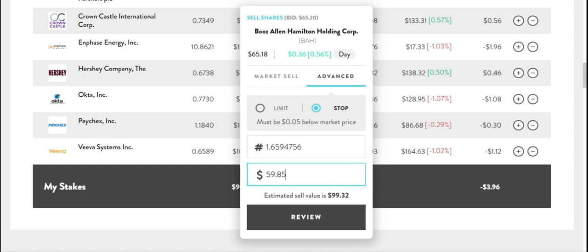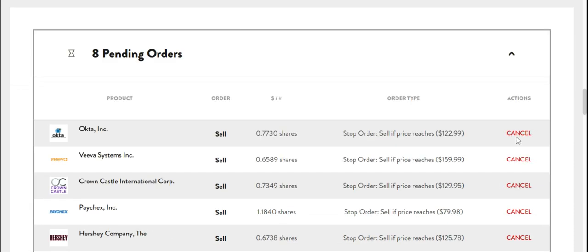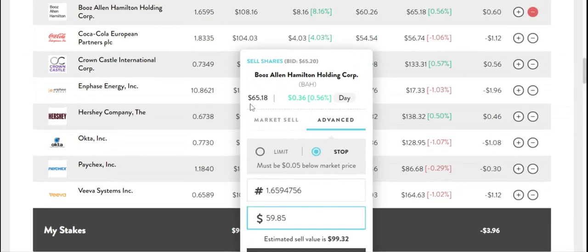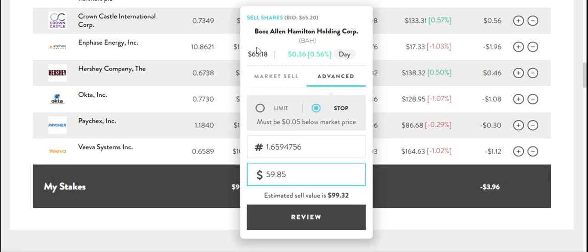And so that's actually the right tip to give you. What you should do is every time your share goes up, maybe 5 to 10%, come and cancel your current order. Stake doesn't allow you to edit it, but cancel the current order, and then go back and put a new order in that's roughly 5% higher. So 5% below the $65.18. If I use my calculator and I go 65.18 times 0.95 equals $61.92.